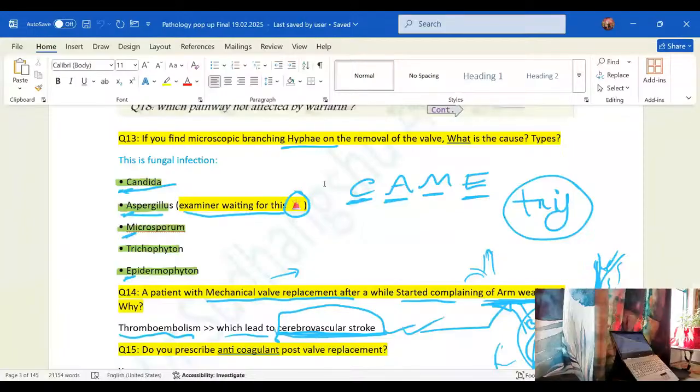It means it is a fungal infection. Mainly, it is Candida, Aspergillus, Microsporum, Trichophyton, Epidermophyton. Microsporum, small spore, so it is Microsporum.